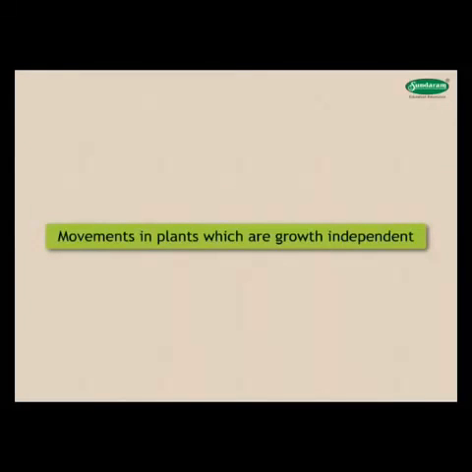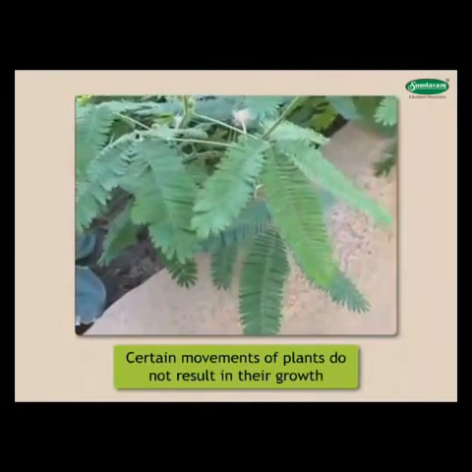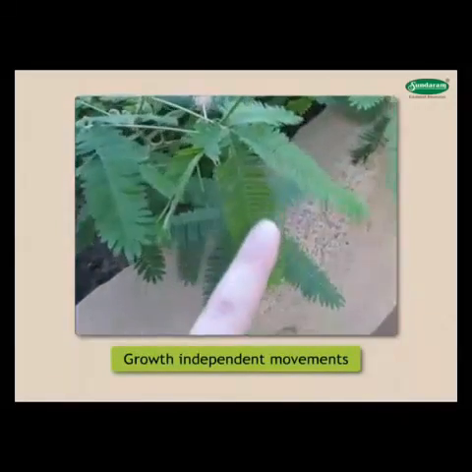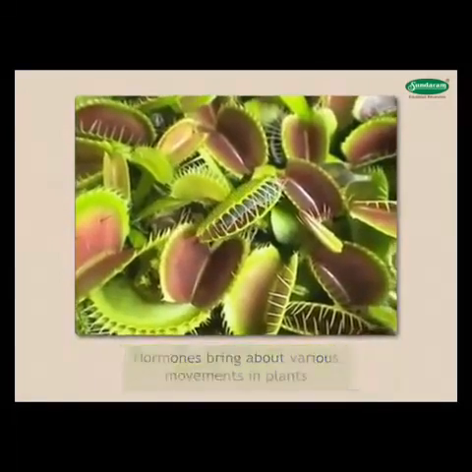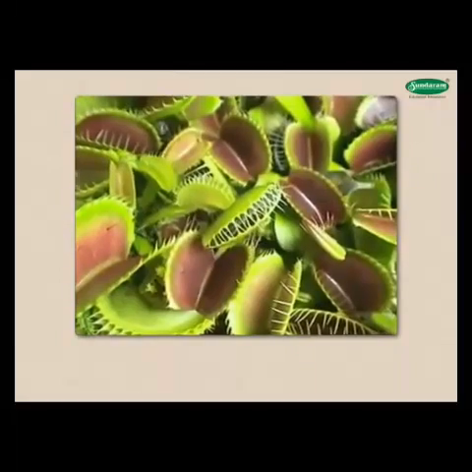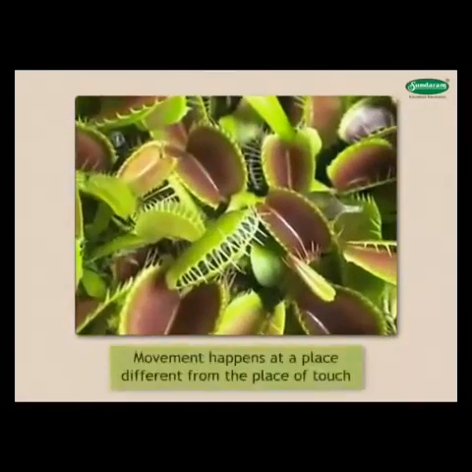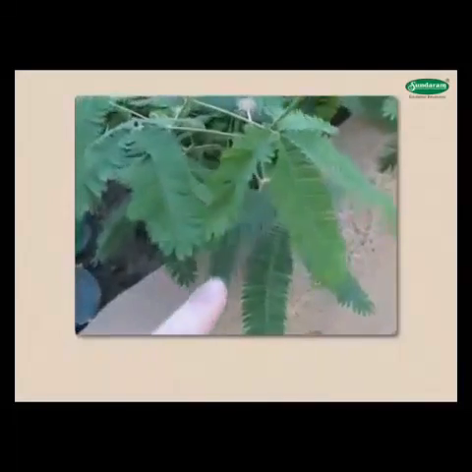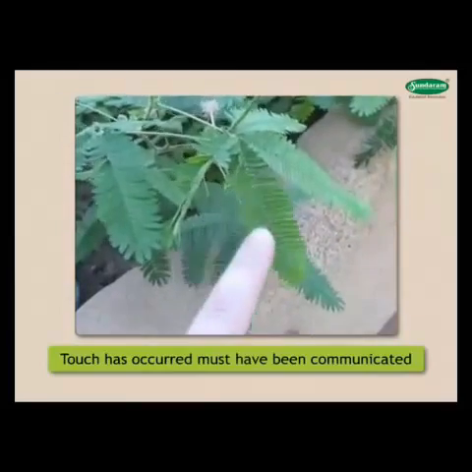Movements in plants which are growth independent. Certain movements of plants do not result in their growth and are termed as movements which are growth independent. Hormones bring about various movements in plants in response to the changes occurring in its surroundings. On close observation, we see that the movement also happens at a place different from the place of touch. So we conclude that the information that a touch has occurred must have been communicated.